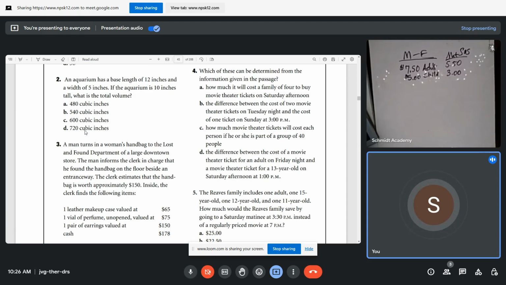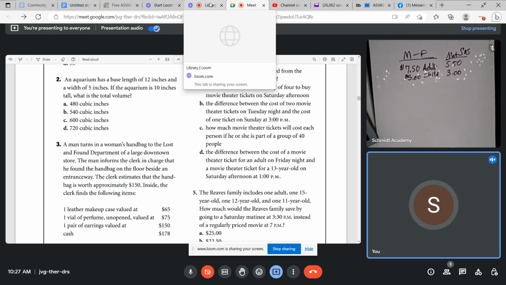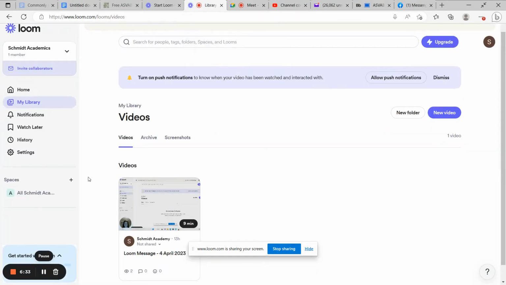So the problem with A is that it just says Saturday afternoon. We don't know if it's before 4 or after 4. We don't know if they get that matinee price or not. And remember, the problem with B is it says just two movie theater tickets Tuesday night and one Sunday, but it doesn't say if it's adult or child. And C, we know that they get a special rate, but we don't know exactly what that rate is. So D is the only one that we can tell absolutely what the cost is going to be.